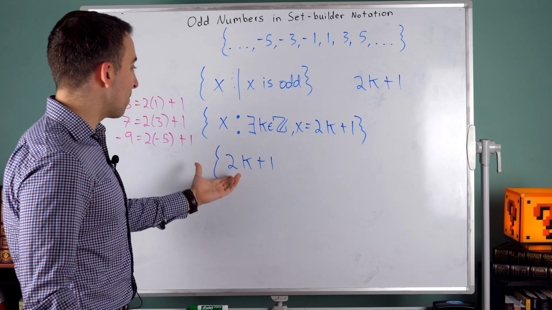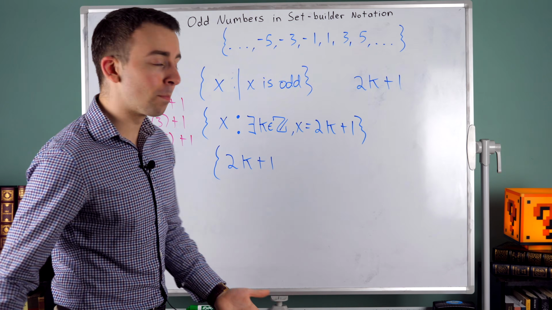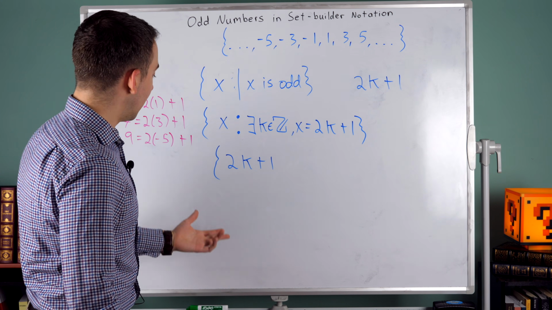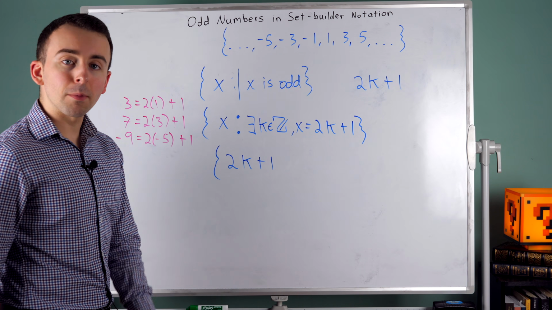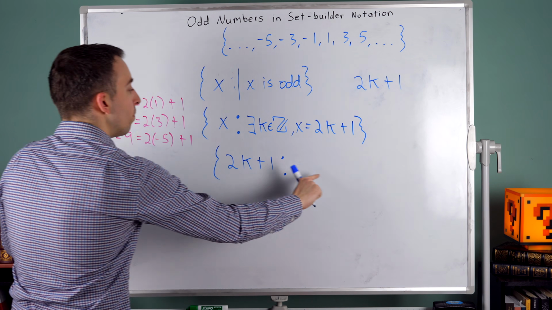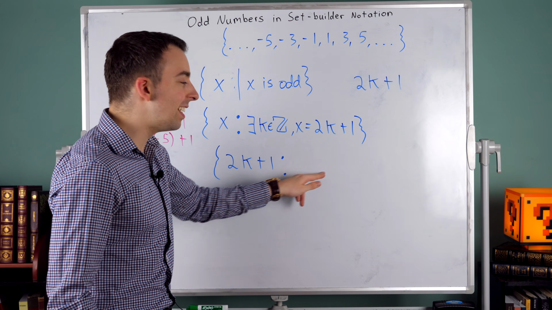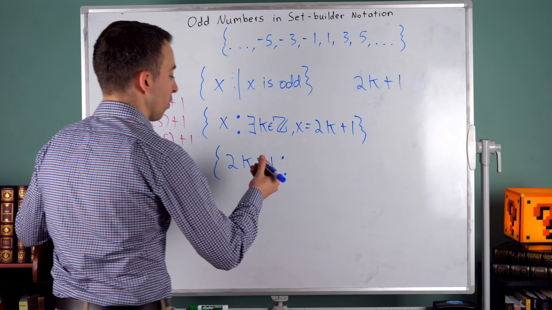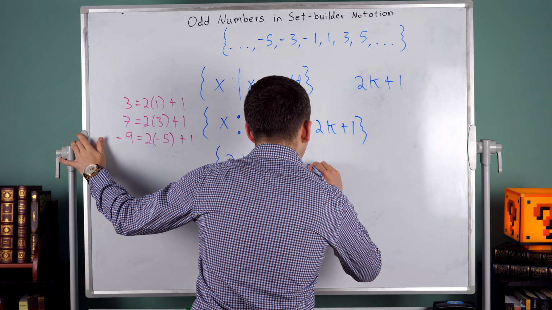That makes sense, right? That's the whole idea. That's what an odd number is. It's 1 more than an integer multiple of 2. So we're going to say we want all numbers of the form 2k plus 1, and then what do we have left to specify here? What condition needs to be fulfilled? k needs to be an integer. That's it. k needs to be an integer.